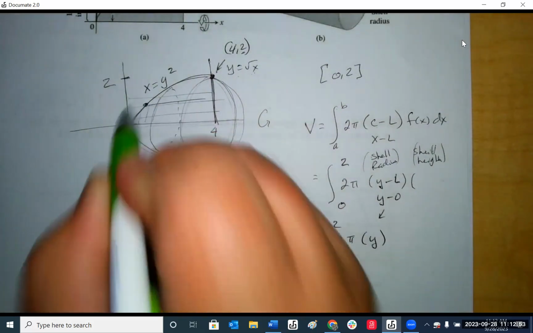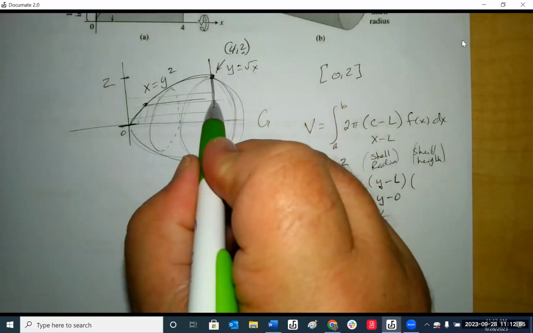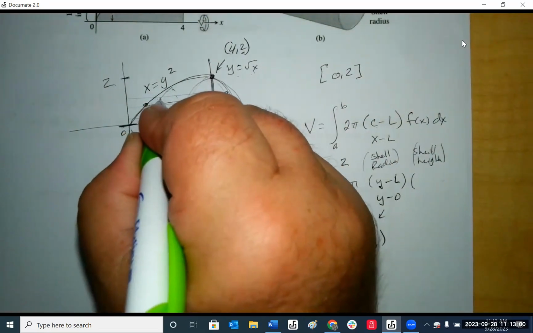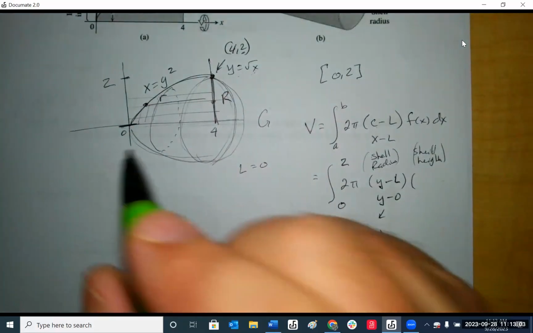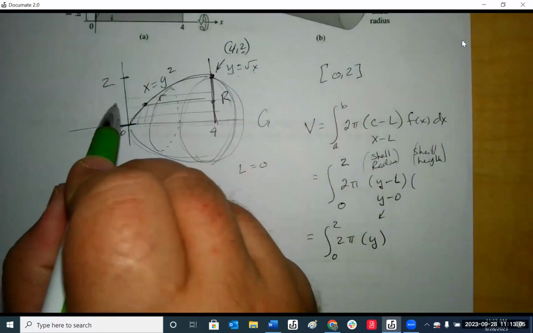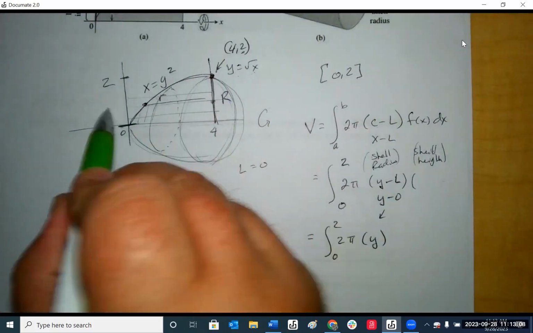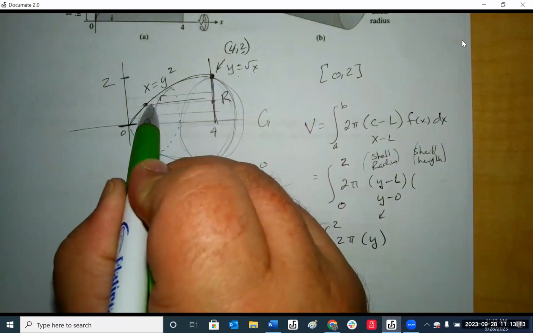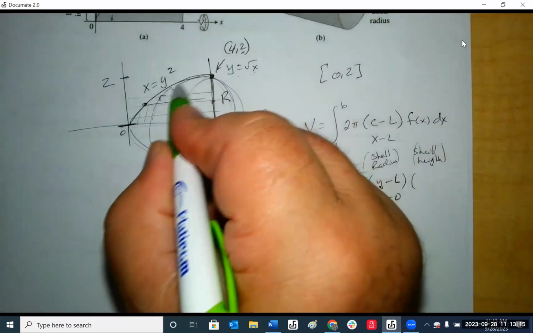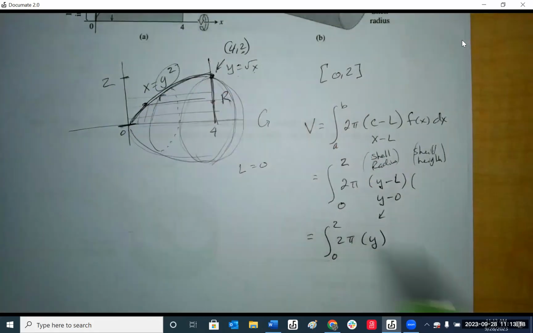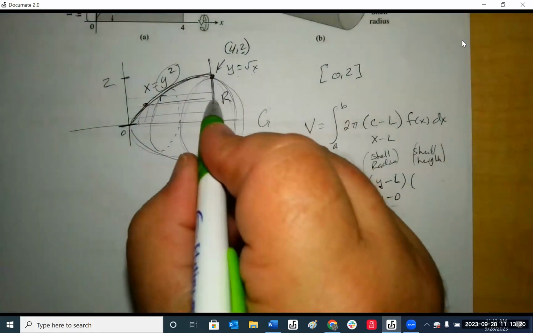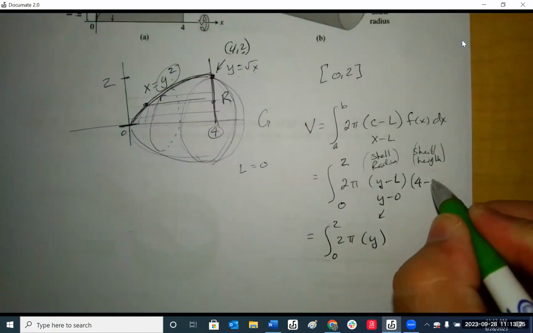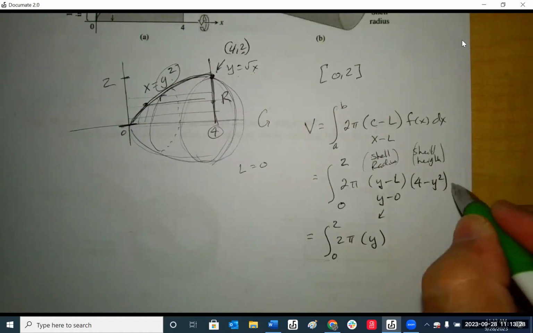So each of these points here, remember, it's the R2. This is the capital R. Remember, we're going sideways, horizontally, right? So this is the outer shell, R. This is the inner, and this is defined by y squared. So it's 4 minus y squared dy.